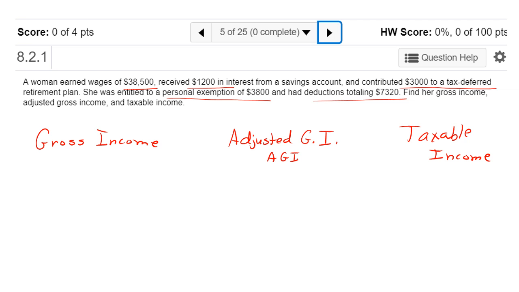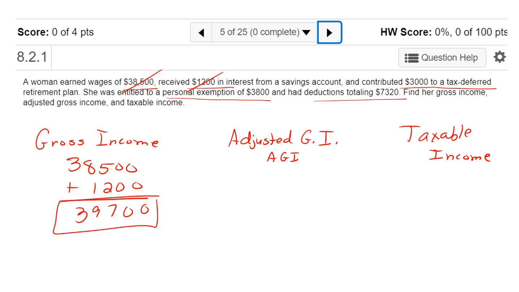Now, gross always means the total you bring in. So her wages would be $38,500 plus the interest that she earned, which is $1,200. So when I add that, I end up with $39,700. That would be the first answer for gross income. Now, we'll take that answer, $39,700, and we will subtract anything that she could take off as a tax deferment. In this case, she is giving $3,000 to a tax deferred retirement.